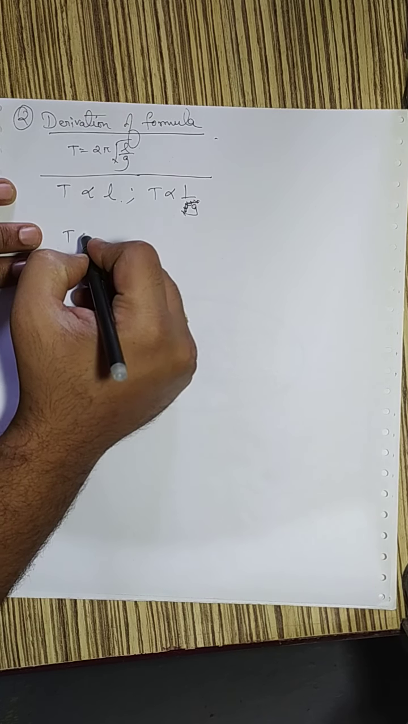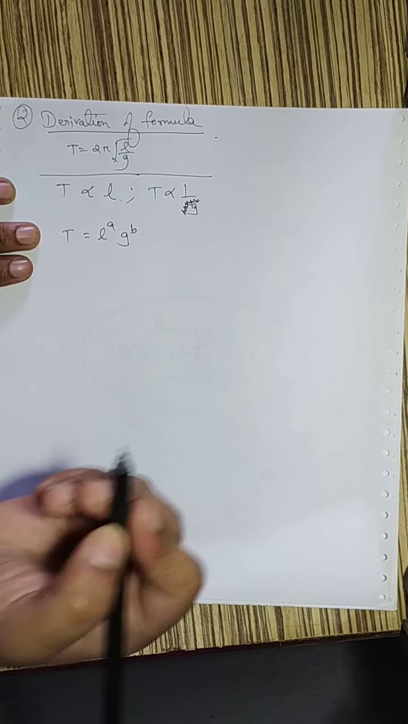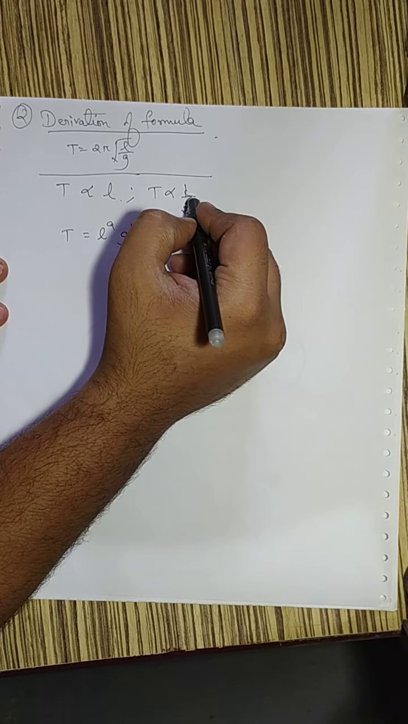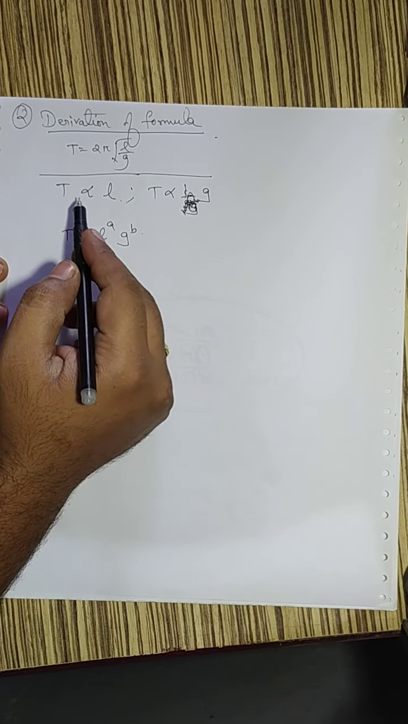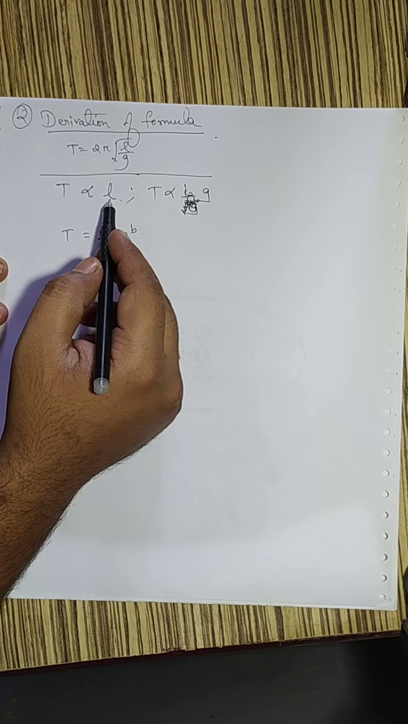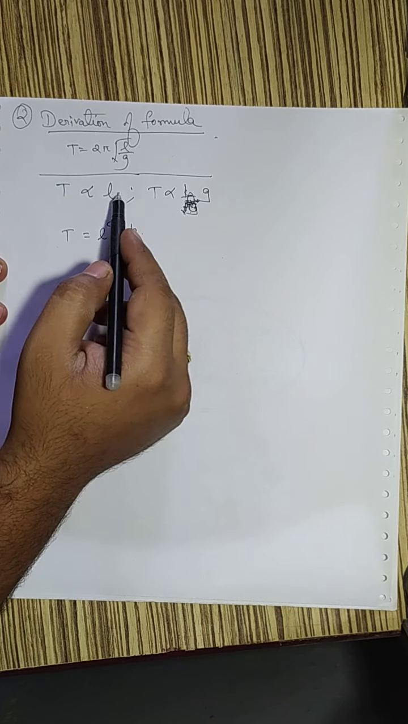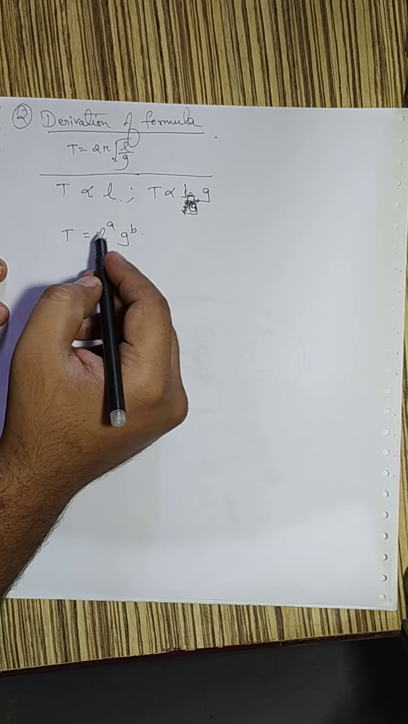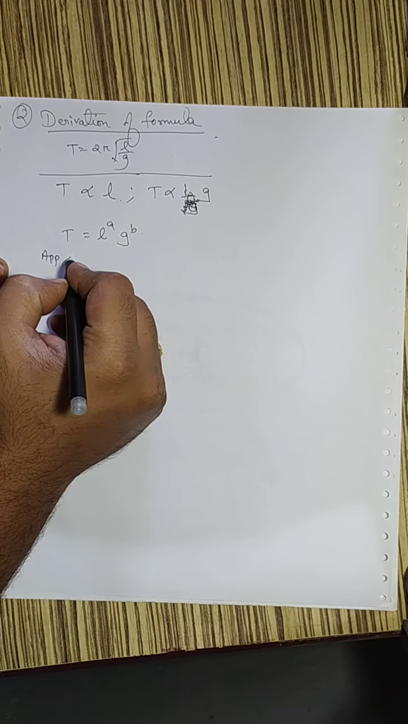So T is written as L to the power a and g to the power b. Let us say we write it this way. Let us take this g into the numerator itself. We'll get an adjustment here. So time period is dependent on length, it's dependent on g. We don't know whether it is inversely proportional. We just say that time period is dependent on L and time period is dependent on g. So now if we simplify, again applying the dimension principle of homogeneity.